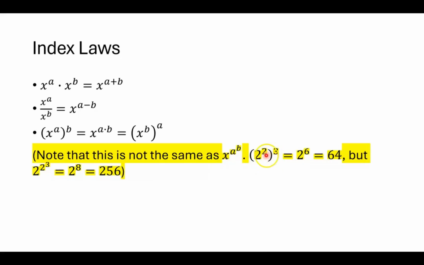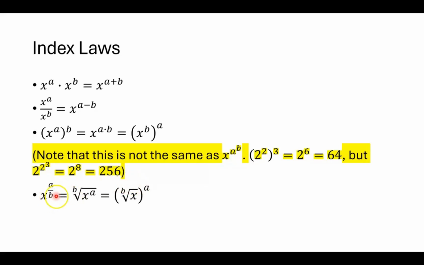it means that you can multiply this 2 and 3 together to give you 2 to the power of 6, which is 64. But if you have 2 to the power of 2 to the power of 3, then this means you need to calculate the top number first. You need to calculate 2 to the power of 3 first, which is 8. And then you take 2 to the power of 8, which is 256.